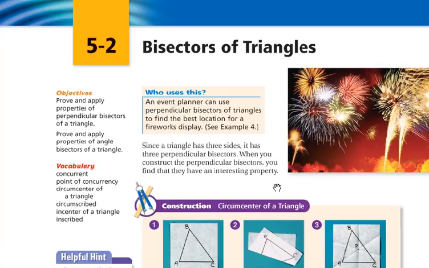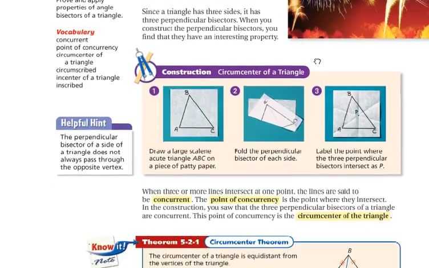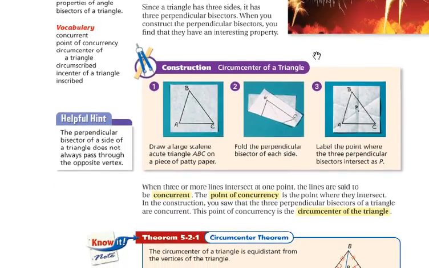There's a lot of things going on as far as the triangles and the way that we're going to bisect them. So first of all, there's just a little construction thing here that you can try, or at least take a look at. Basically, you're going to draw a nice big triangle on a piece of paper, ABC, and then you fold the perpendicular bisector of each side.